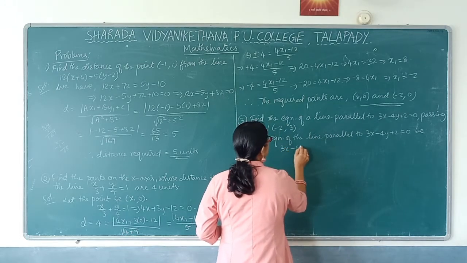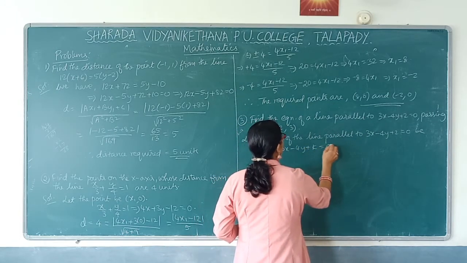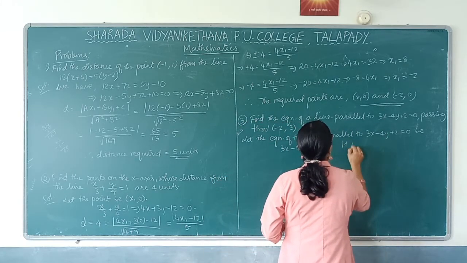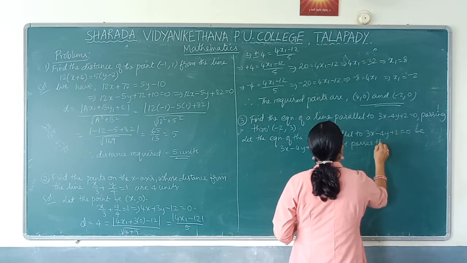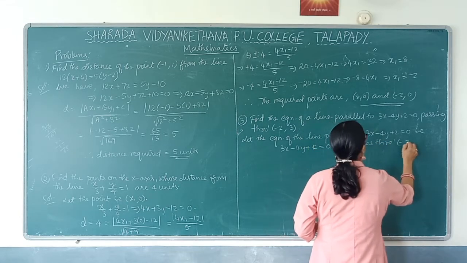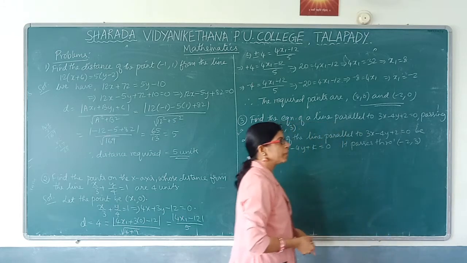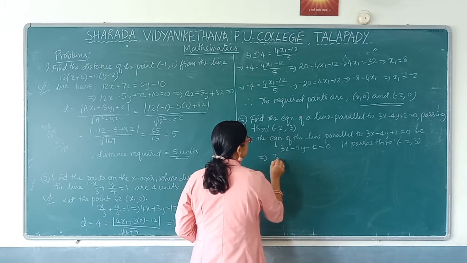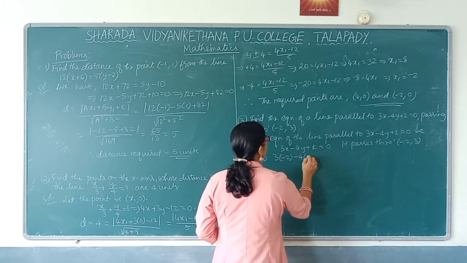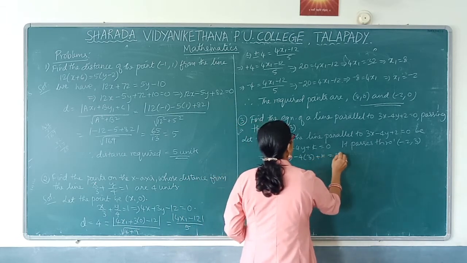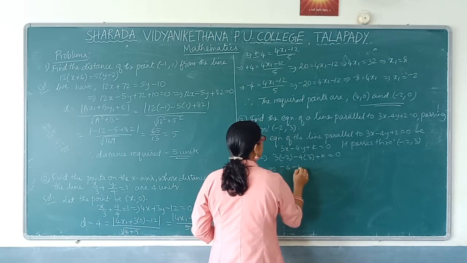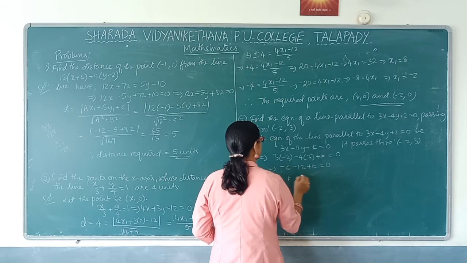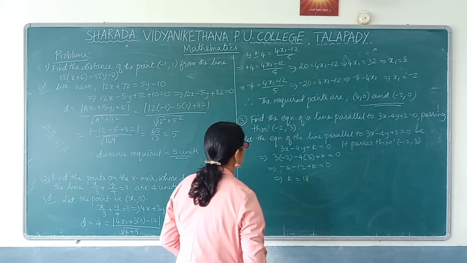What is that? 3x minus 4y plus k is equal to 0. Then it is given that it passes through a point. Which point? Minus 2, 3. Which means you have to substitute minus 2 and 3 for x and y to get the k value. So 3 into minus 2 minus 4 into 3 plus k is equal to 0. So minus 6 minus 12 plus k is equal to 0. So what is the k value? k is equal to 18. So you got the k value as 18.